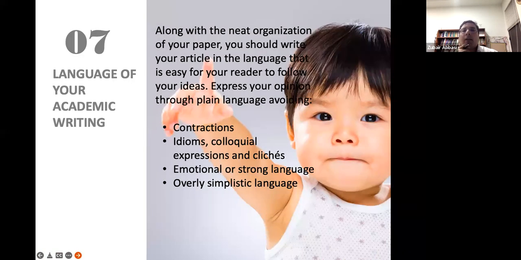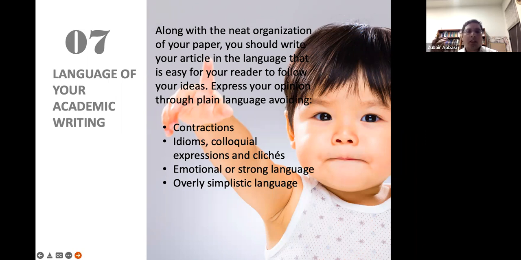And academic language is different from common language. You must master this art. Try to avoid contractions. So it must not be "can't"; in academic writing, it has to be "cannot". You cannot write "I'll"; it has to be "I shall". Similarly, "won't" has to be "would not".